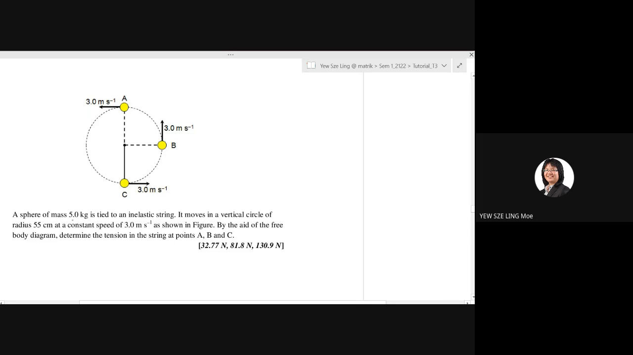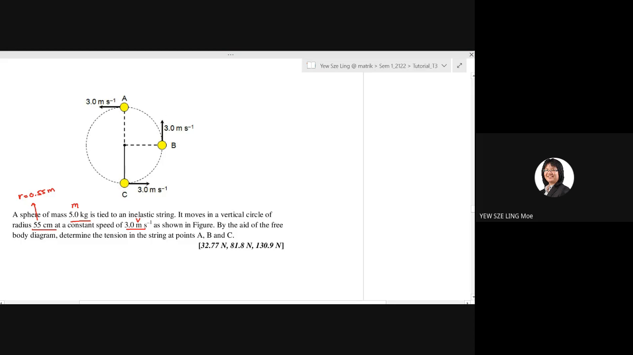A sphere of mass 5 kg, this is your m, is tied to an inelastic string. It moves in a vertical circle of radius, now the radius again you have it in cm, so you change it into meters, which is r equals 0.55 meter, at a constant speed. You are given v equals 3 m s^-1, as shown in the figure. By the aid of a free body diagram, determine the tension in the string at points A, B, and C. So it wants you to show the value at 3 different positions.